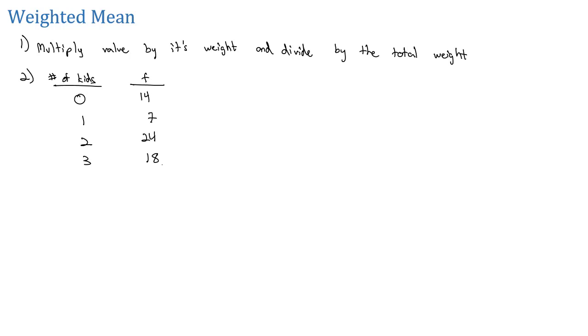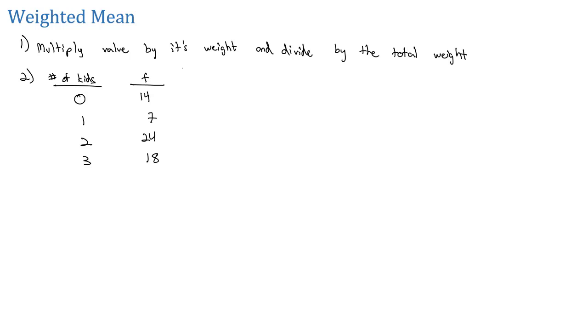Now, we can't just average 0 plus 1 plus 2 plus 3 and divide by 4. That would give us 1.5. That's not going to be the average because the number 0 occurred 14 times. We have 14 zeros, 7 ones, 24 twos, and 18 threes.